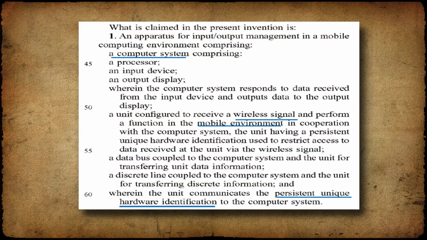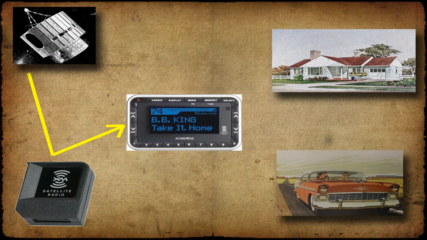The claim, which has any number of problems from a patent lawyer's perspective, requires at least the following elements, which we will focus on: a computer system that's capable of receiving a wireless signal in a mobile environment, and a persistent, unique hardware identification. This is the security or authorization code allowing the user access to the satellite data after the user has paid a subscription fee. Let's look at the commercial reality of a satellite radio system when it comes to this claim.